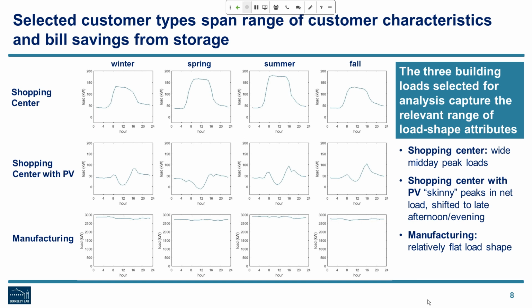The shopping center tends to have regular loads throughout the year with a wide midday peak load. When we add PV to that, the net load displays these skinny peaks that are shifted to late afternoon and evening times, as we see here. The manufacturing load was selected due to its relatively flat load shape, which is stable throughout the year.